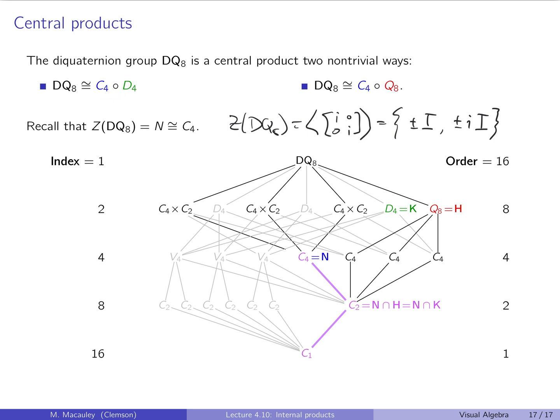and you can check that this generalizes in a predictable way, or at least something that's not unpredictable, I would say. DQ16, whose Cayley graph you saw in the previous slide, is a central product of C4 with D8 and also C4 with Q16. Okay, so I encourage you to check that out.